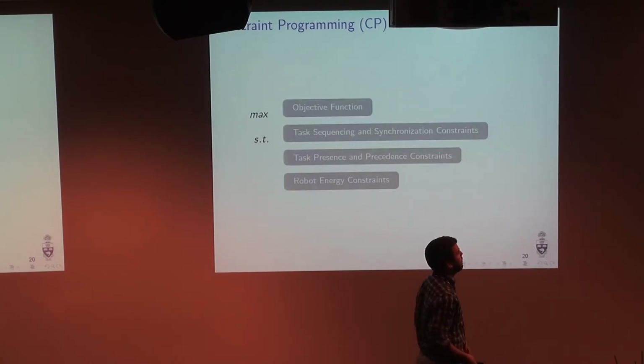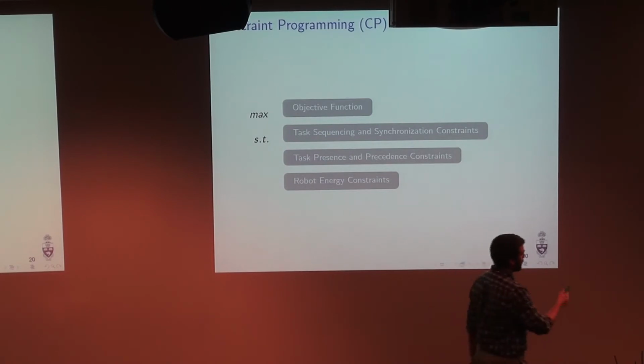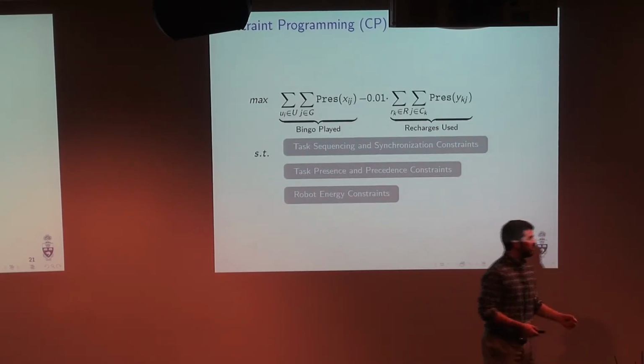All right, so here's our CP model. I'm just kidding, we'll unravel it and get into a little bit more detail. So we have our objective function here, and the objective function is fairly similar.